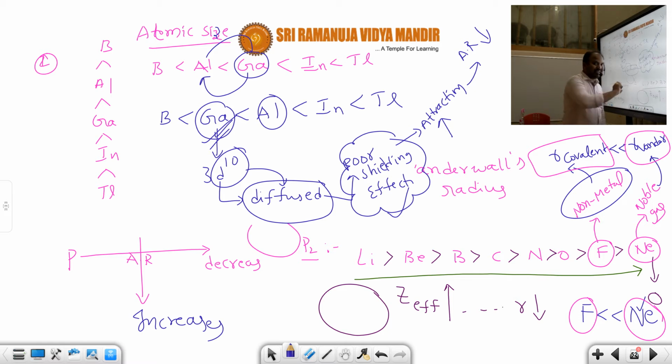But if you observe the general trend, compared with aluminum, gallium should be larger. That is expected. But experimentally, gallium has a lesser atomic size than aluminum. The experimental value is very, very important. These are the two important exceptions involved in atomic radius values. After the third exception, what will be there?